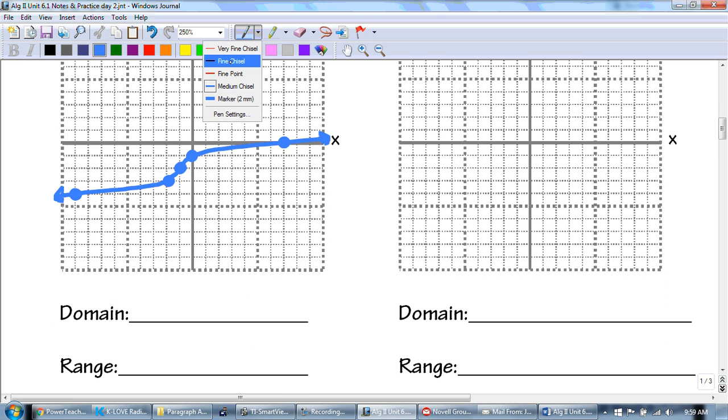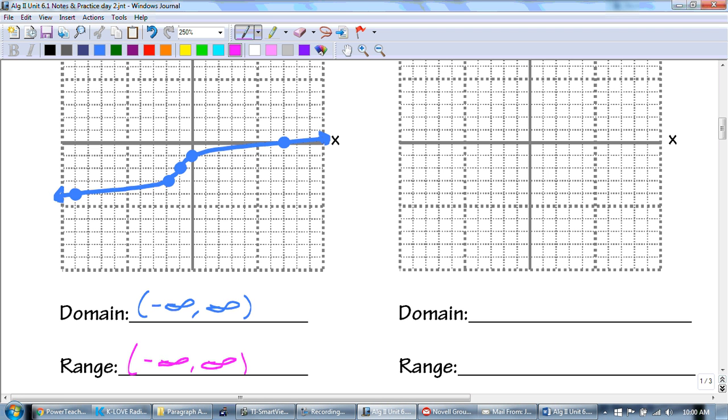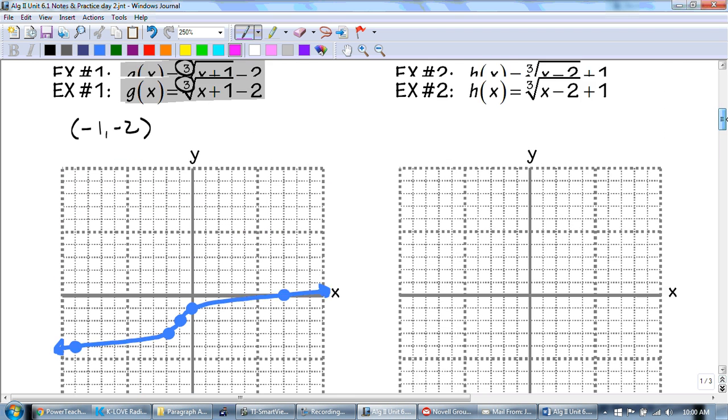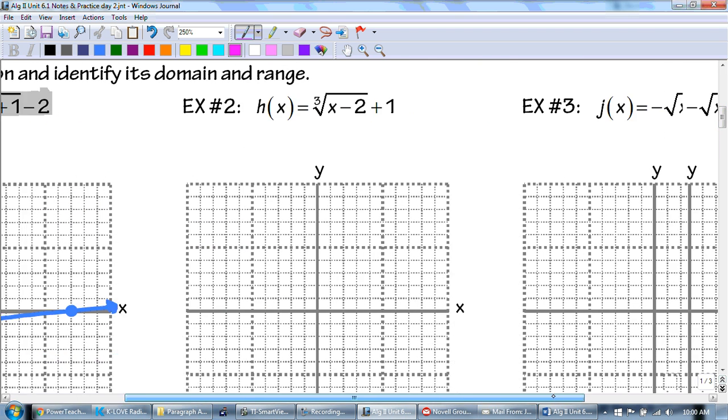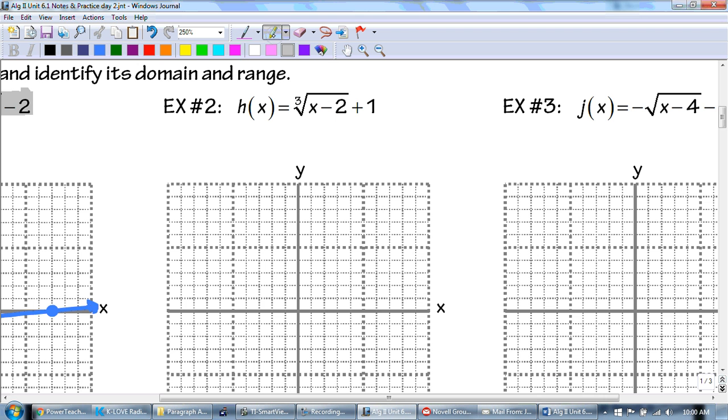And then my domain from left to right is -infinity to +infinity. And my range is -infinity to +infinity. Okay, so it's very important when you are looking at these to notice what type of cube, or if it's a cube versus if it's a square.